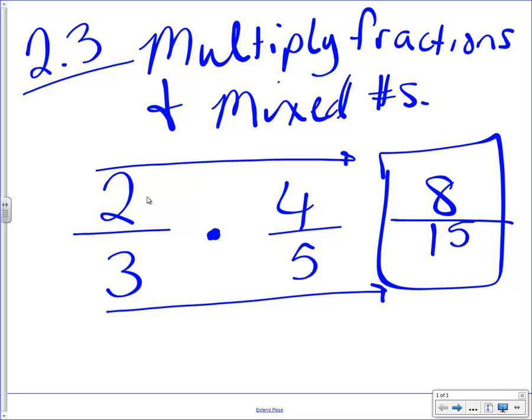How did I get it? I multiplied straight across the top, 2 times 4 gave me 8, and 3 times 5 gave me 15. Final answer. Okay.